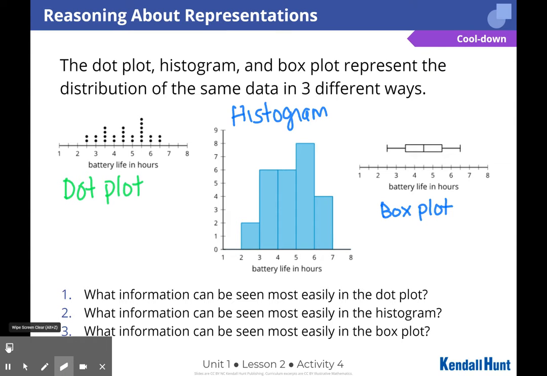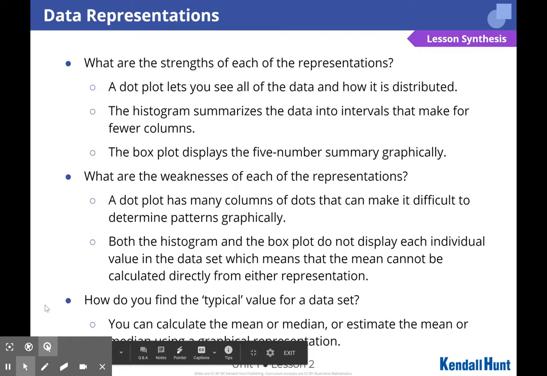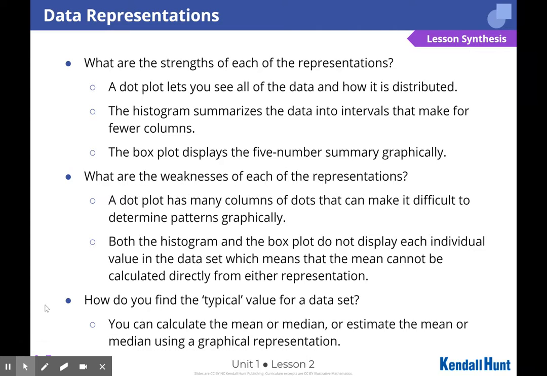All right, let's clear this off. All right, so on this slide, I just kind of put some strengths and weaknesses for each one. So it's important for you to know which graph to choose to represent the data for whatever you're wanting to show. So some strengths of each representation, a dot plot lets you see all of the data and how it's distributed. So if you want people to know exactly what the data points are, a dot plot is a good representation for that. The histogram summarizes the data into intervals to make it look a little cleaner and neater.